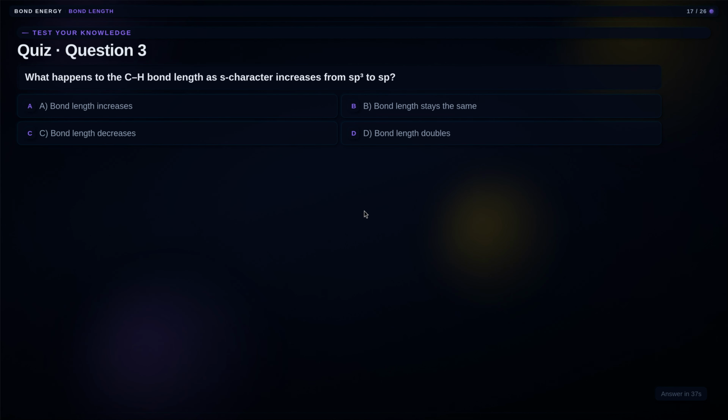Question 3. What happens to the carbon-hydrogen bond length as S character increases from sp3 to sp2 to sp? Option A. Bond length increases. Option B. Bond length stays the same. Option C. Bond length decreases. Option D. Bond length doubles. Think about how orbital shape affects bonding.